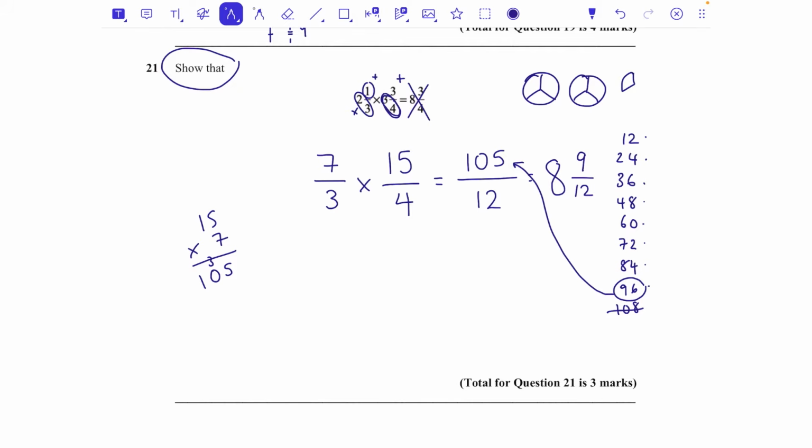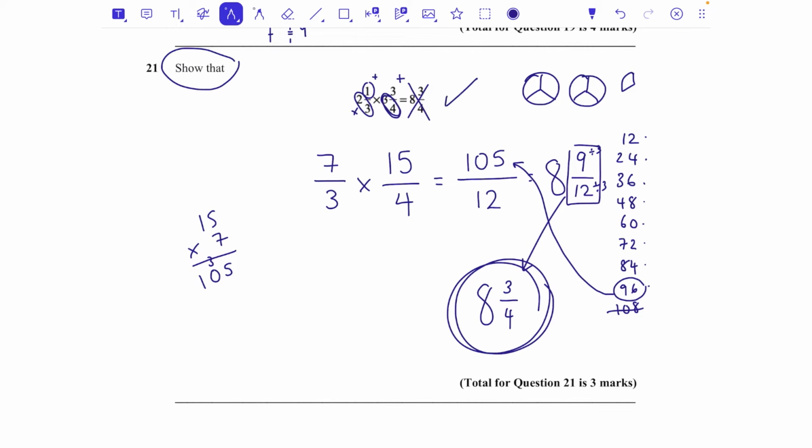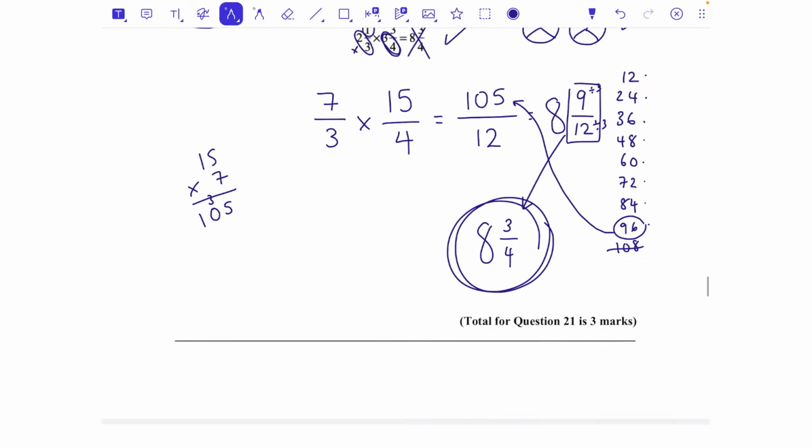Now we're almost there, but this fraction does simplify, and so this becomes 8 3/4 because both these numbers are in the 3 times table. So we can simplify it down. There we go. We've shown that we get the same answer that they do, and that is 3 marks.